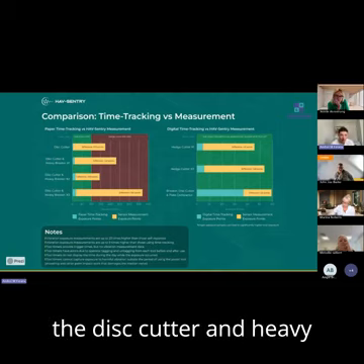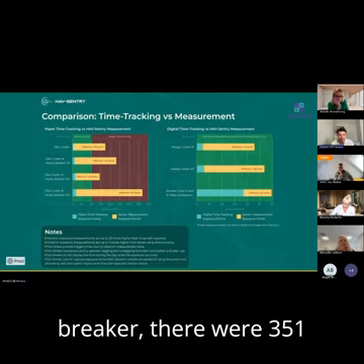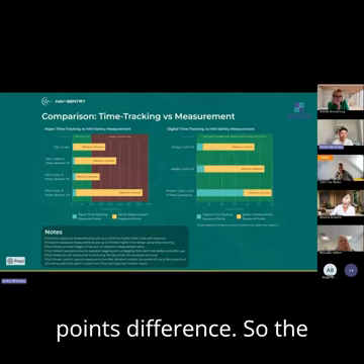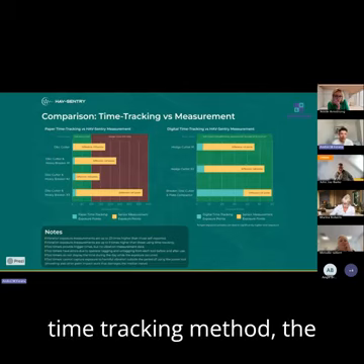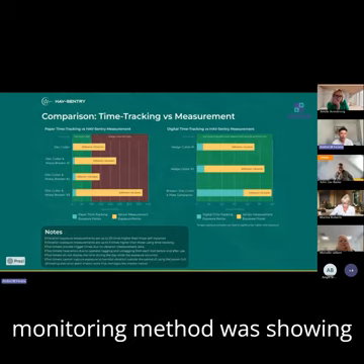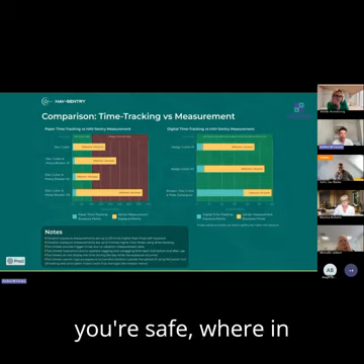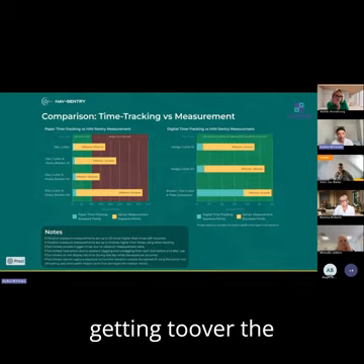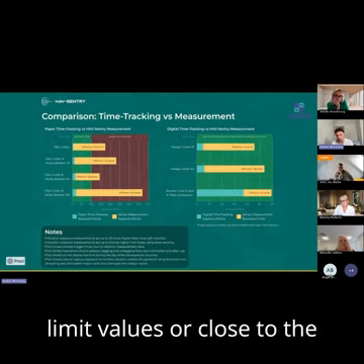For example, with the disc cutter and heavy breaker, there were 351 points difference. So the time tracking method, the monitoring method, was showing that you're actually fine, you're safe, whereas in reality you were getting to over the limit values, or close to the limit value.